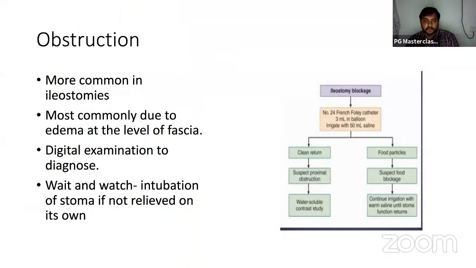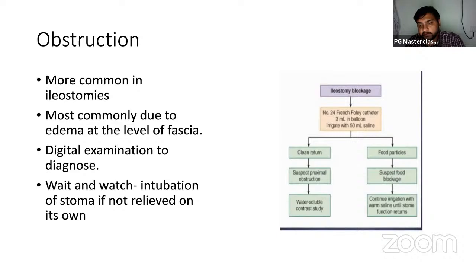Obstruction in the ileostomy is more common in ileostomies. Most commonly, it is due to edema at the level of the fascia in the immediate post-op period. We have to go for digital examination to diagnose if there is any stenosis at the level of the fascia. If ileostomy blockage is there, then we insert a 24 French Foley's catheter, inflate 3 ml in the balloon and irrigate with 50 ml saline.